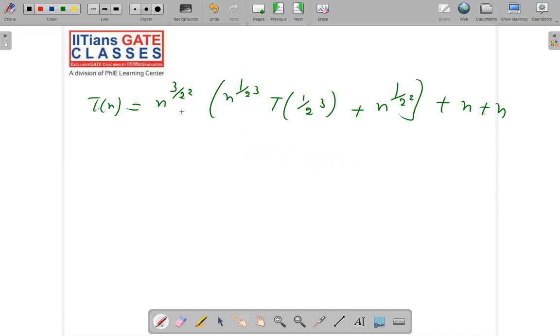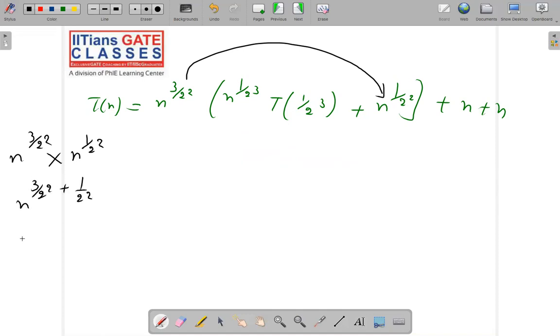So now if you multiply with this, these two will get added. Okay, these two will get added. So now let's do this first. 3 upon n square multiply by n 1 by 2 square. Let's add the power 3 by 2 square plus 1 by 2 square. This will become 2 square and 4 there, right? So these two will cancel and it's n for 1, which is n.